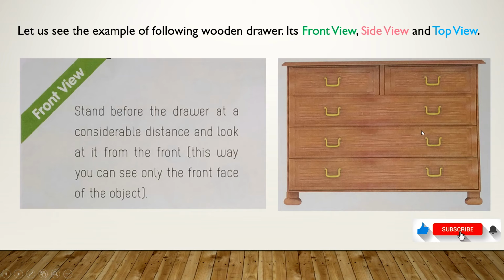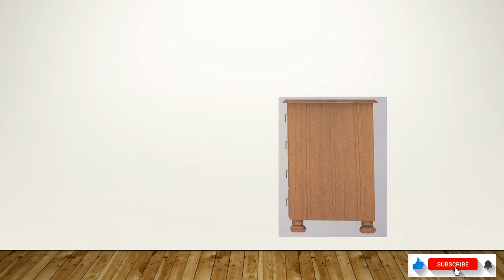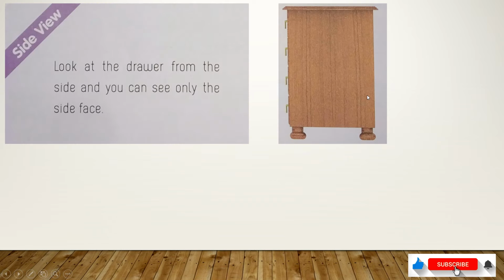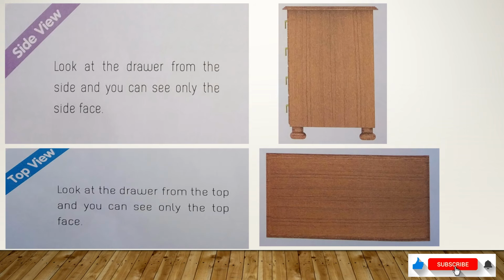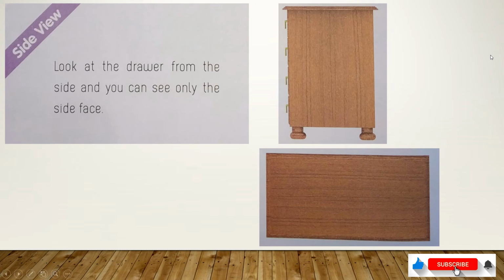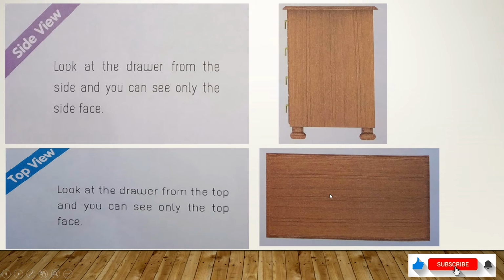Observe closely. Now we'll see the same drawer from the side view. When you look at this drawer from the side, you will see the side face of that drawer. So this is our side view. Now from the top, how does this drawer look? It will look something like this, and we call it the top view. So for the top, we will see the top face. From the side, we will see the side face.